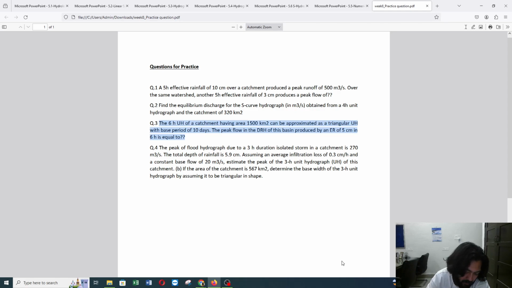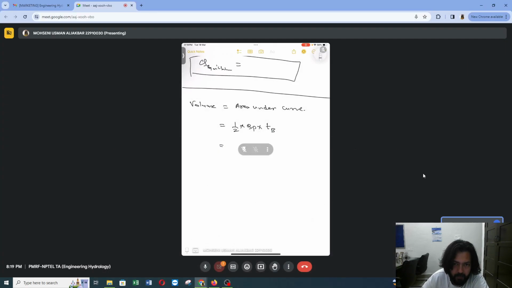So area is nothing but half into QP into time of base, right? So volume is nothing but area under the curve, and that area they said is to be triangular. So for that triangle, the base is TB and peak discharge is QP. So volume is half into QP into time base.